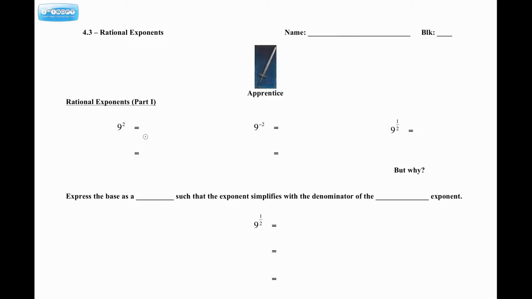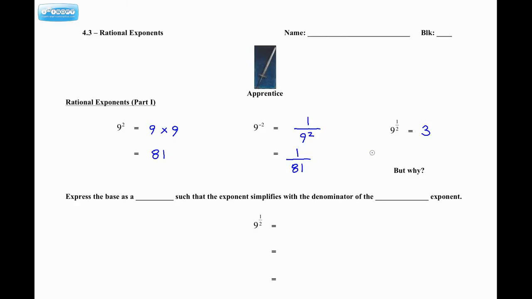So 9 squared. Let's start nice and simple. That just means 9 times 9, which is 81. Okay? The previous section we introduced negative exponents. Well, that is the same as 1 over 9 to the positive 2, which when evaluated is 1 over 81. What if I have 9 to the power of 1/2? It turns out the answer is 3. Why? Well, I will explain that right now.